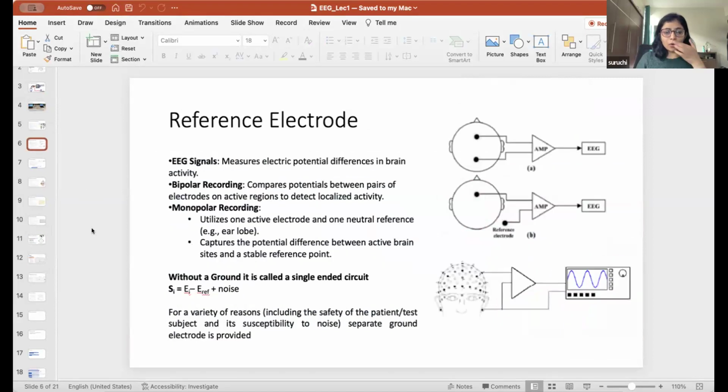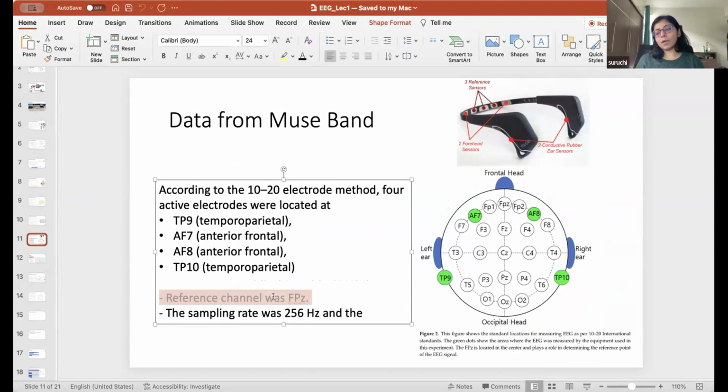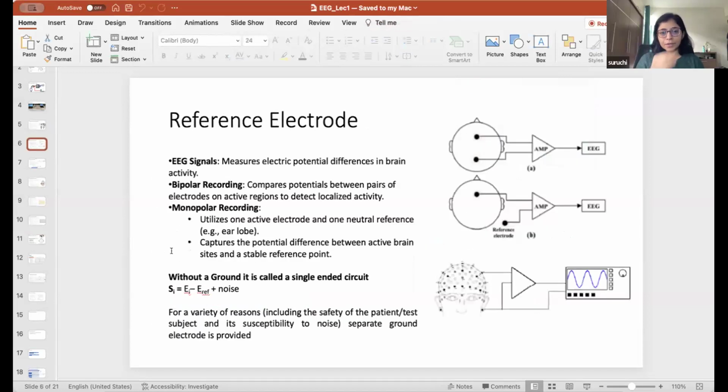So now coming to something called the reference electrode. Have we heard of that? Shilpi, you've heard of that? So in your band, at least in the picture that I found, there seem to be three reference electrodes, not one. But in the paper you shared, it said the reference channel was FPZ. I'm not sure which one is true, so you have to check and let us know if there were three reference sensors or just one. But the reference electrode is very important.